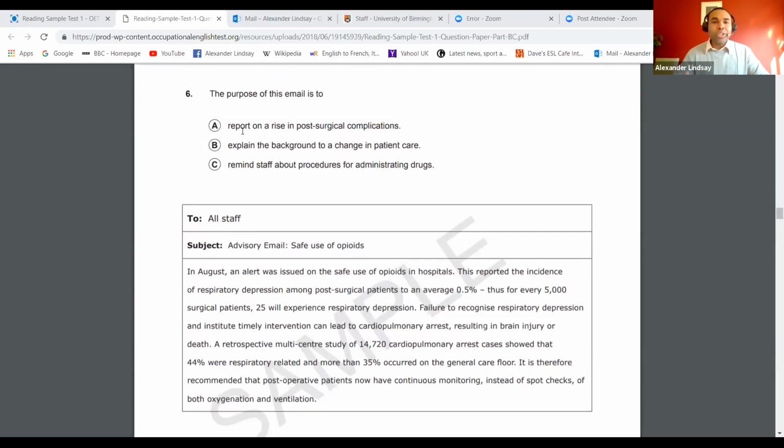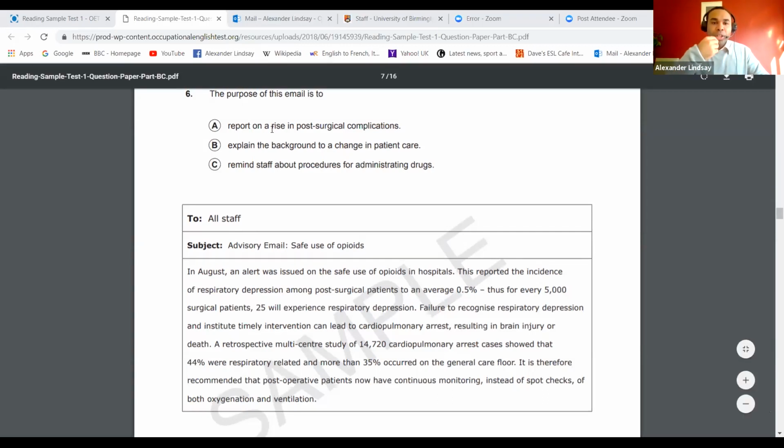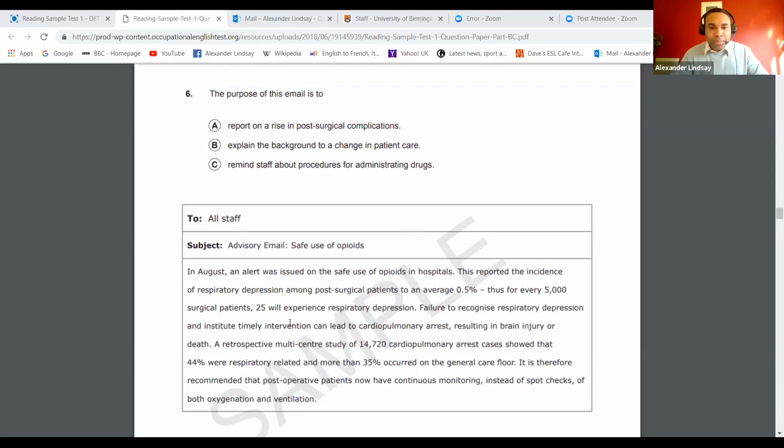So first of all, though, let's have a look at some of the other options. So report on a rise in post-surgical complications. Is that the main reason why this email was written? So it says this reported the incidence of respiratory depression. So it's referring to another text, isn't it? So in August, an alert was issued. This reported this. Okay, so there's a reference to it, but if the main focus was to report a rise in post-surgical complications, we'd expect more of the text to be dedicated to that particular topic, wouldn't we?